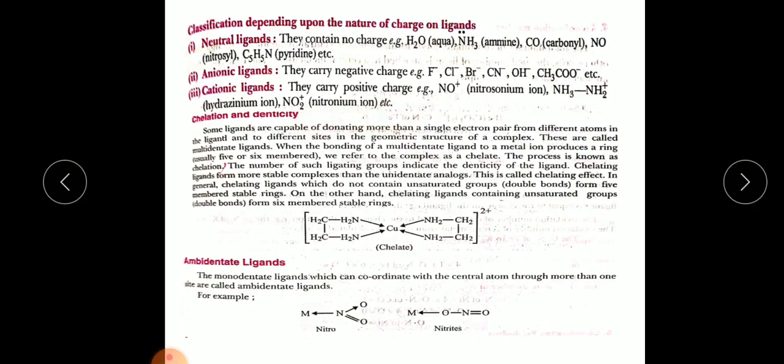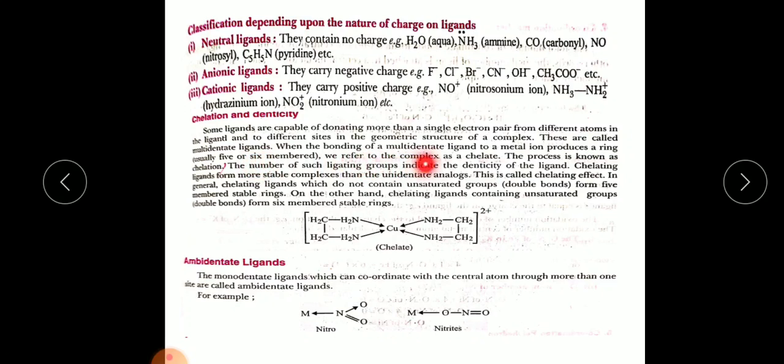Next we have a topic known as chelation or denticity. Chelation or denticity means some ligands are capable of donating more than a single electron pair from different atoms in the ligand and forming different sites in the geometric structure of a complex. These are called multidentate ligands.